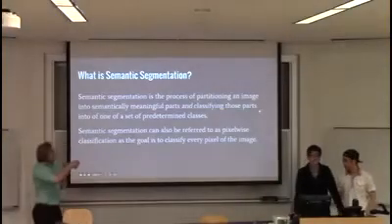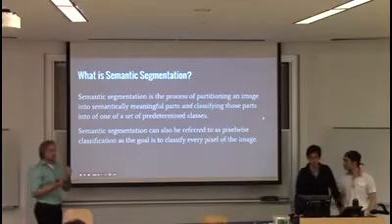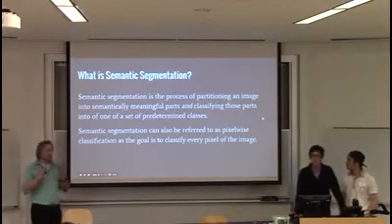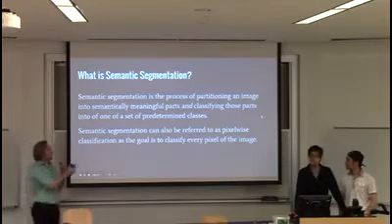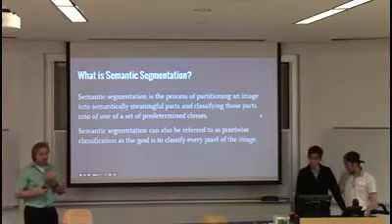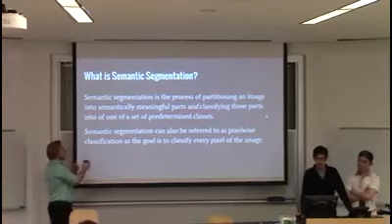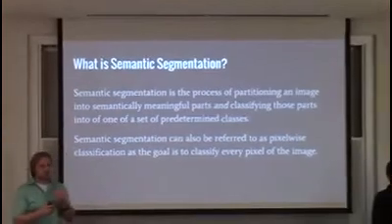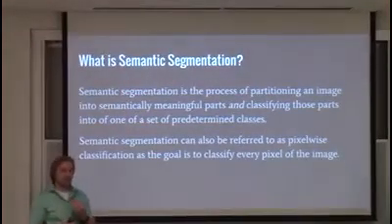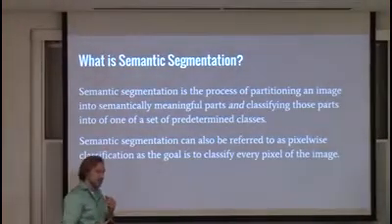So real quick, semantic segmentation is the process of partitioning an image into the semantically meaningful parts and classifying those parts into one of a set of predetermined classes. Basically, another way to think about it is pixel-wise classification, since the ultimate goal is to classify every single pixel in an image to a specific class.